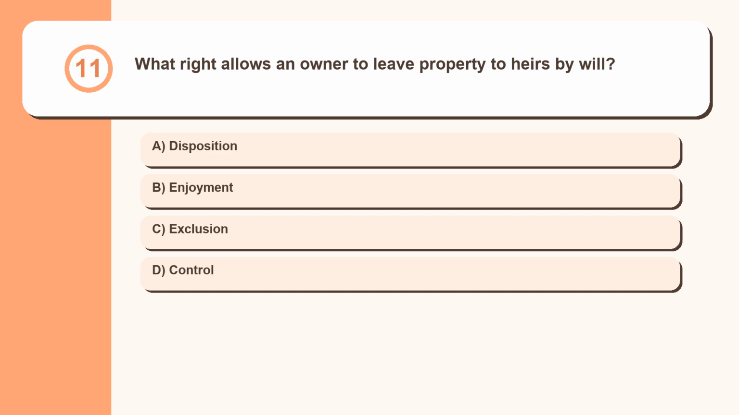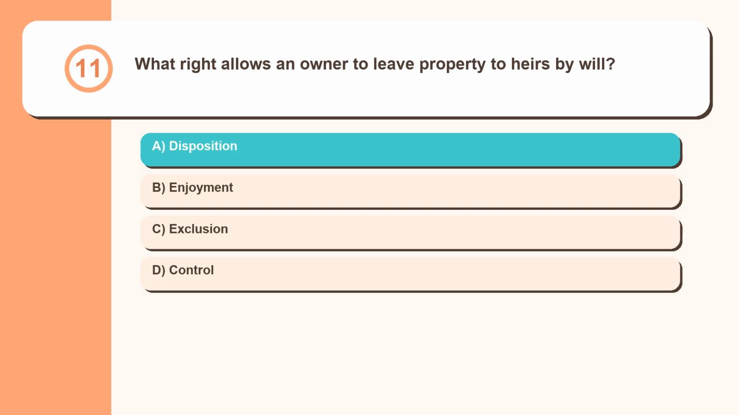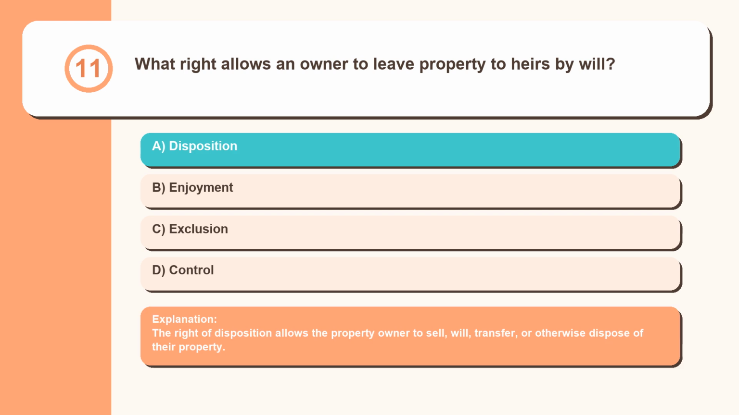Question 11. What right allows an owner to leave property to heirs by will: disposition, enjoyment, exclusion, control? The right of disposition allows the property owner to sell, will, transfer, or otherwise dispose of their property.